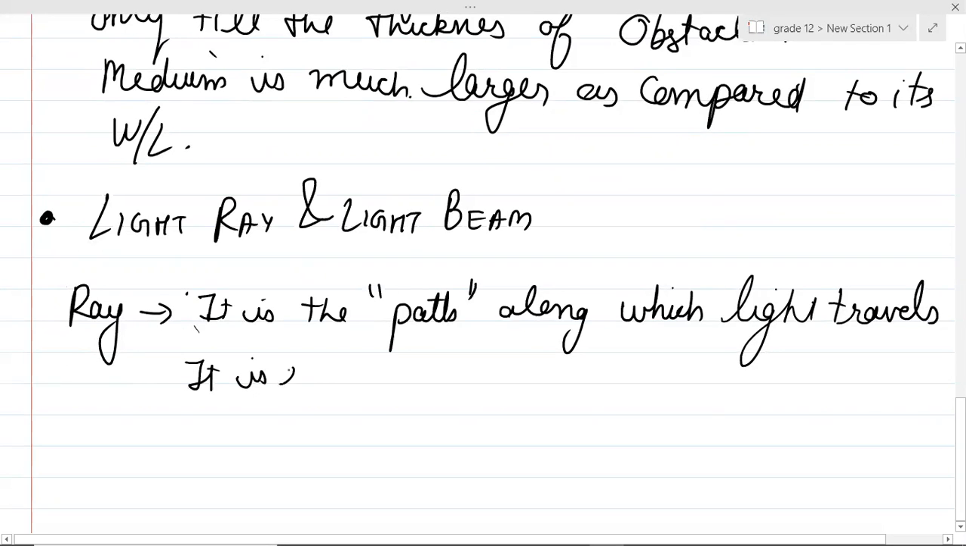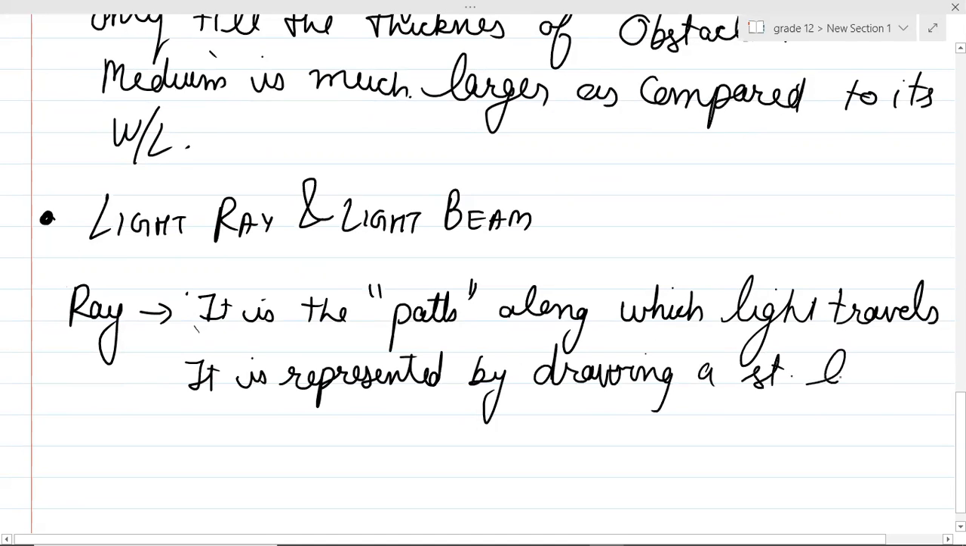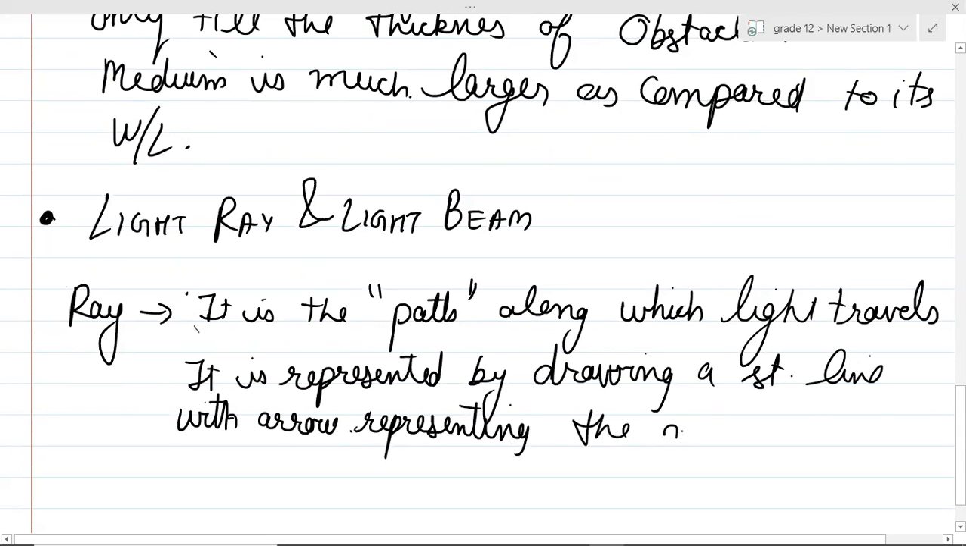So it is represented by drawing an arrow, by drawing a straight line with an arrow. What does this arrow represent? The direction of the light. Exactly, representing the direction.